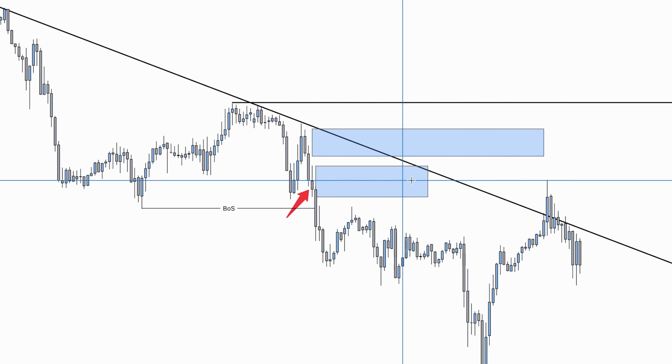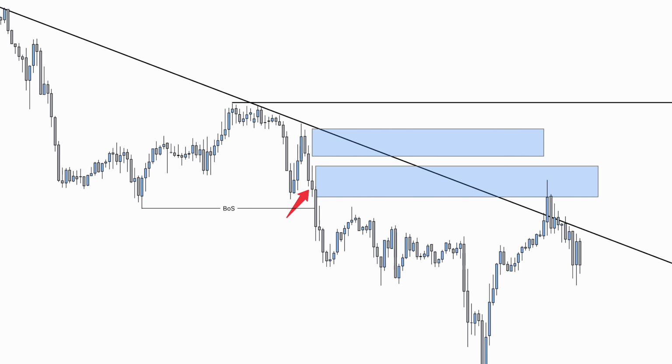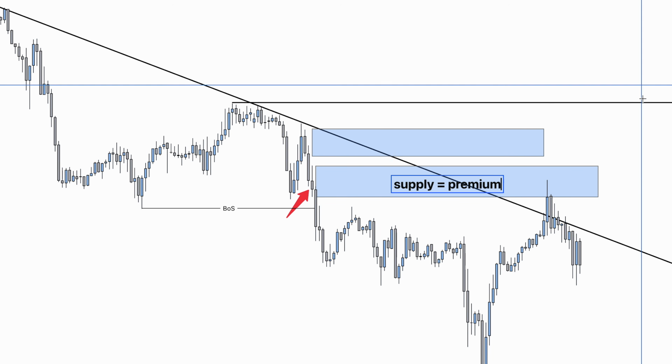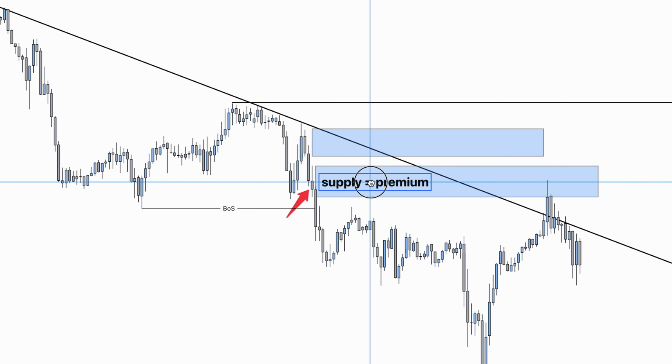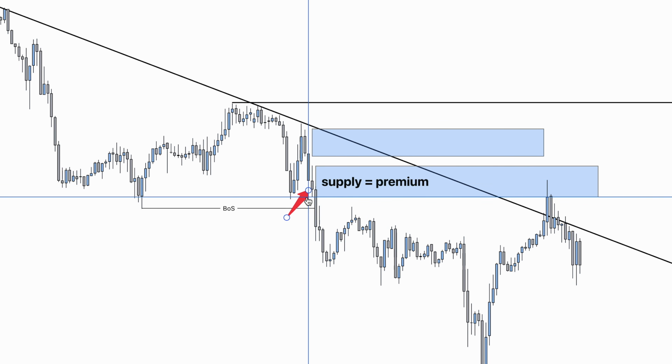What these indicate is an area that sellers have seen as a premium price to sell from, okay? So essentially, a supply is just a premium price. Now, if you are a seller, you want to get the best possible price, a high price to sell your assets, right?